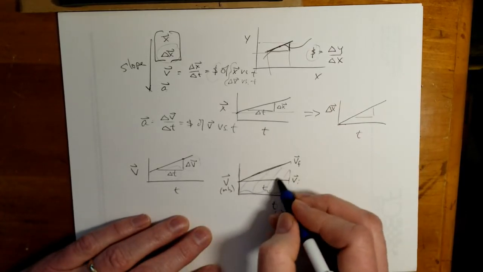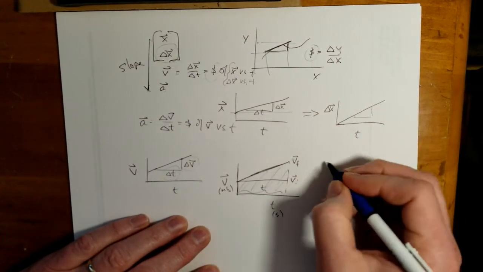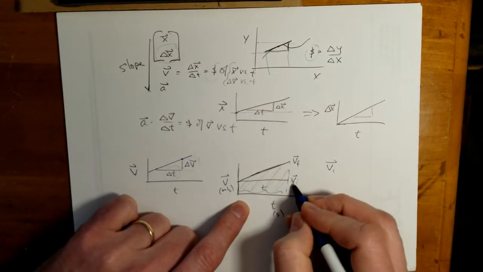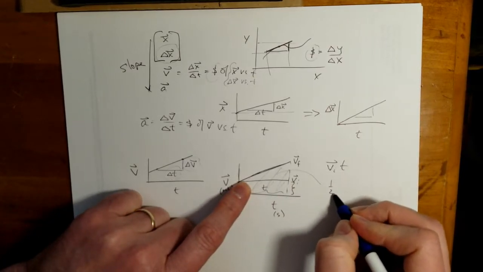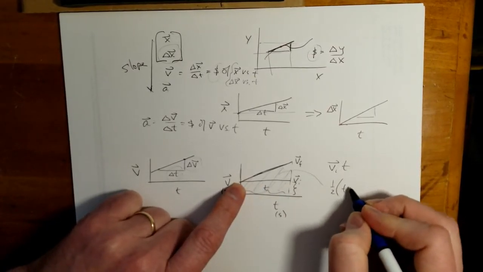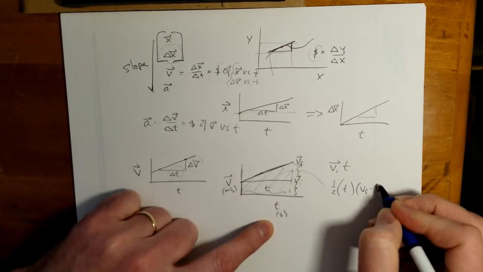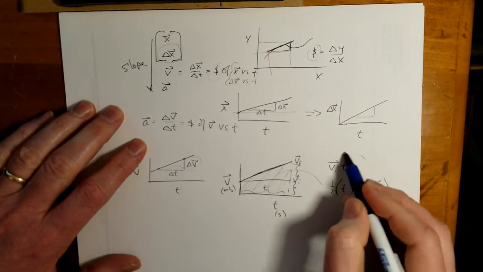So my area here is the area of a triangle plus the area of a rectangle. My rectangle here is base times height. So this is vi, that's my height, times time. My triangle here is 1/2 times my base, which is time, times my height, which is vf minus vi. So my total area is this.